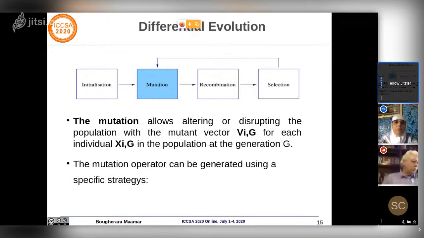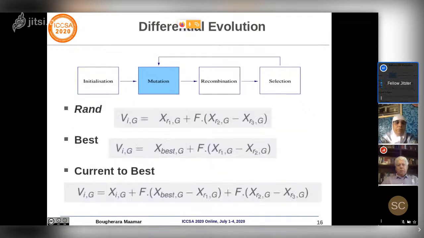The second step is the mutation, which is to disrupt the population using a specific strategy. In this work, we use 3 strategies. The first is based on the rand, the second is based on the best, and the third is based on the current and best.